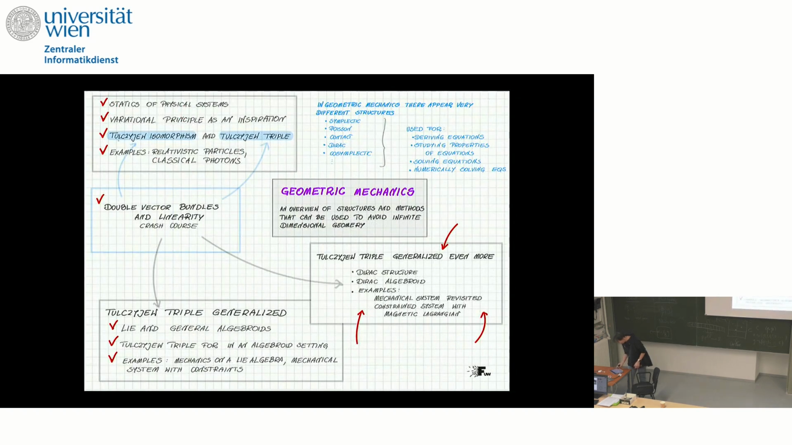Okay, so now we generalize ourselves a little bit more, and we will be working with Dirac structure, a special kind of a Dirac structure, linear one. We are all the time linear, so we consider linear constraints. Here we will also consider linear constraints, and there will be examples, this ice ring thing revisited with and without magnetic force.